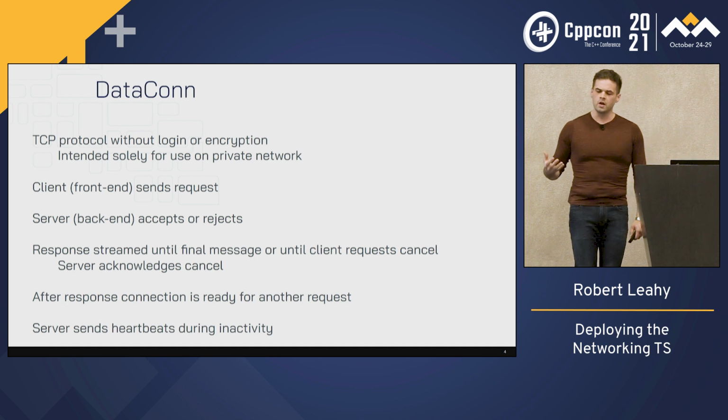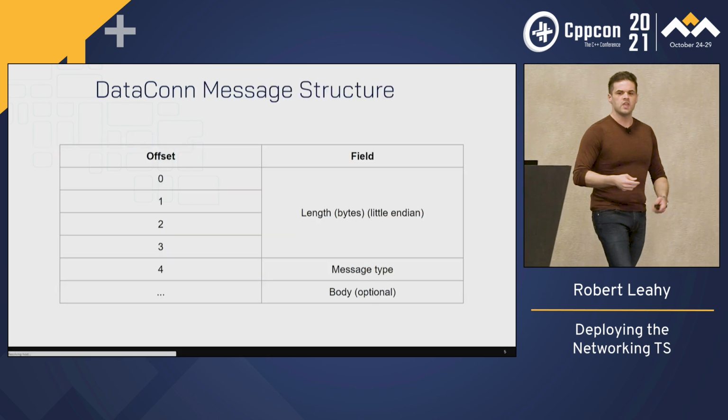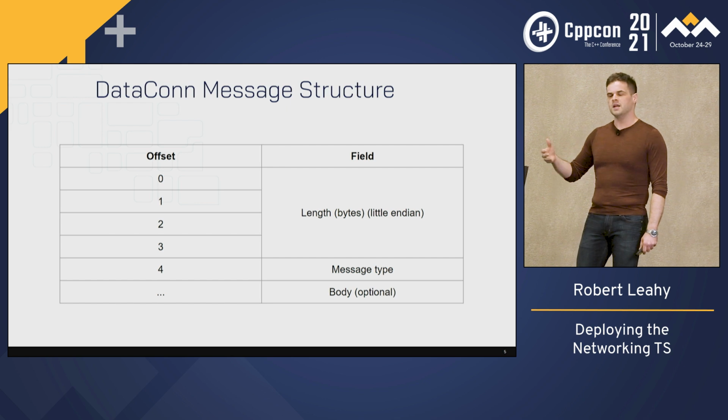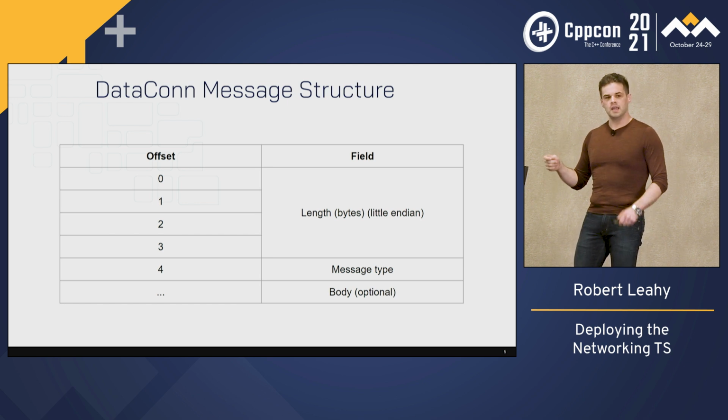Now that we've motivated our use case, let's take a look at the actual bytes we're going to be sending. Let's take a look at how the DataCon protocol looks on the wire. Every DataCon message starts with a 5-byte header, the first 4 bytes of which are the little-endian unsigned length of the entire message in bytes. Therefore, we have a minimum value here of 5. Thereafter, we have a single byte, which discriminates the semantic purpose of this message in the DataCon protocol.